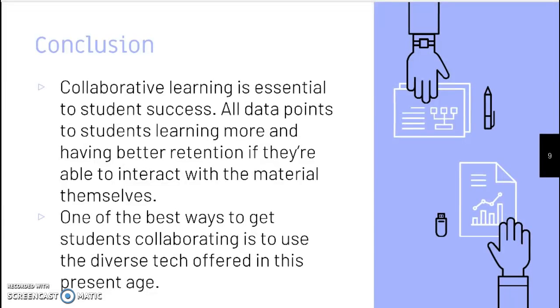So in conclusion, collaborative learning is essential for student success. All data points to students learning more and having better retention if they're able to interact with the material themselves. One of the best ways to get students collaborating is to use the diverse tech offered in this present age. We know that students need this collaboration piece to be successful. We know that they retain it better if they can explain it to somebody else. And we know that they love being on the computer. They love video games. They love tech. So if we just combine those two things, then aren't we getting them the best possible lesson that we can and getting them to interact with the material in the best ways that we can? And that's our job as educators.